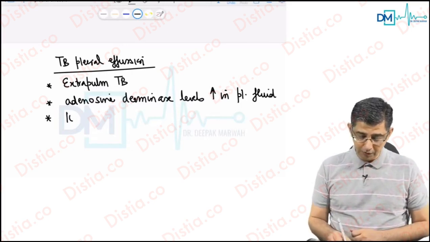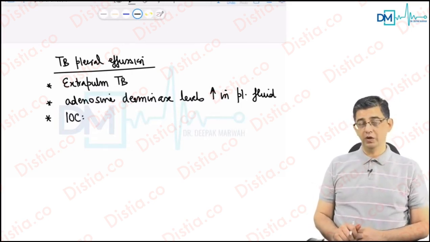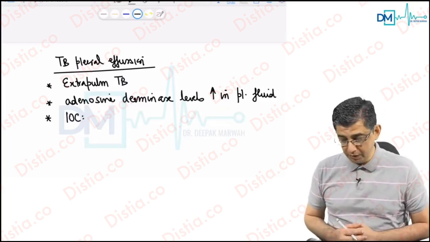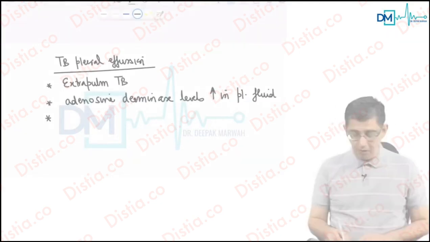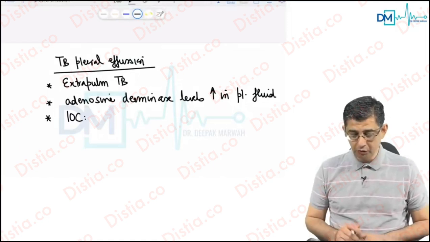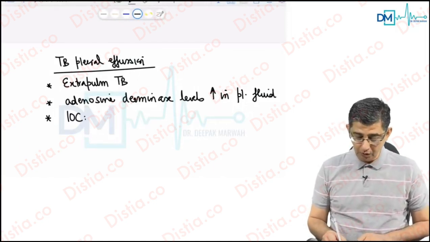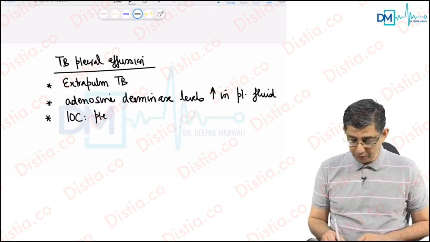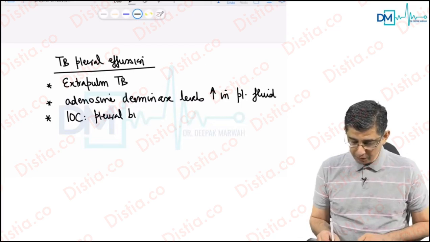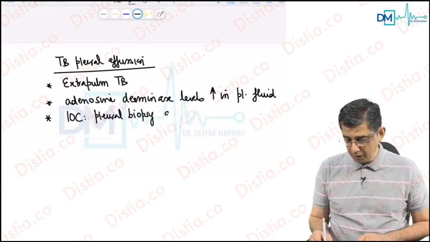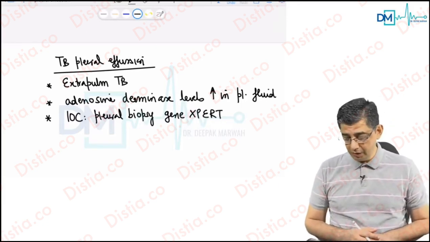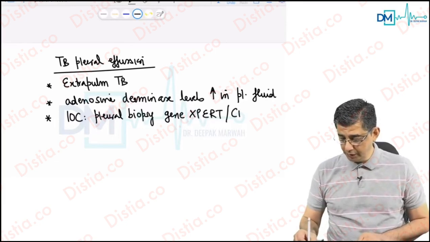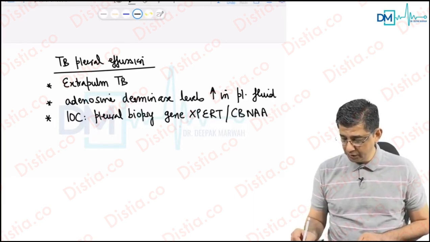Then if he says what is the investigation of choice for tubercular pleural effusion, your answer would be pleural biopsy, on which you would be performing a CBNAT or a gene expert. Remember, CBNAT or gene expert basically mean the same. It is just that gene expert is the term given in American textbooks like Harrison, whereas CBNAT is a term used by the Government of India, that is cartridge based nucleic acid amplification technology.